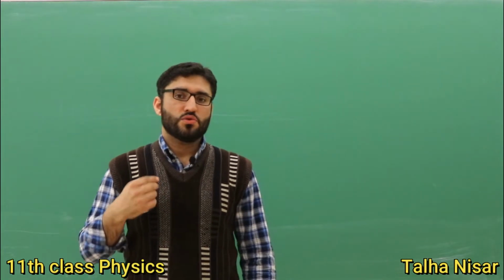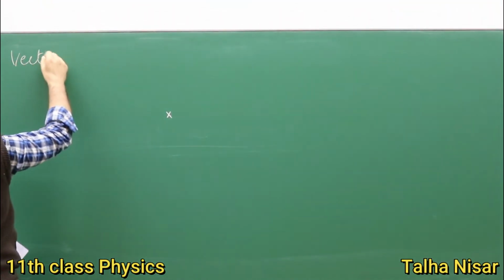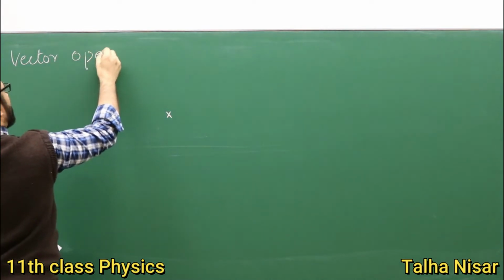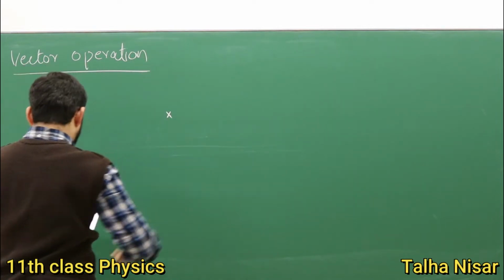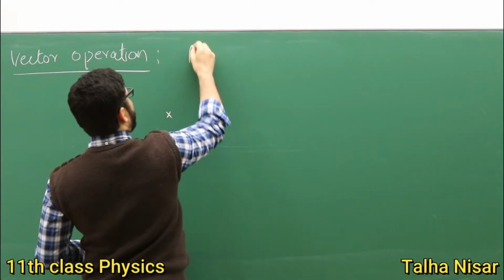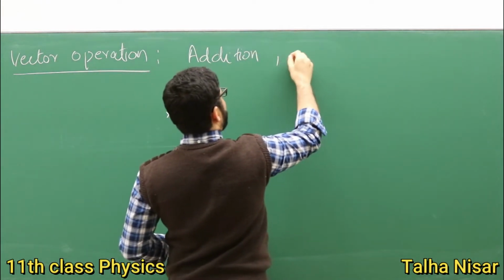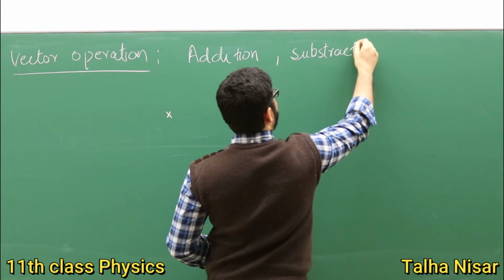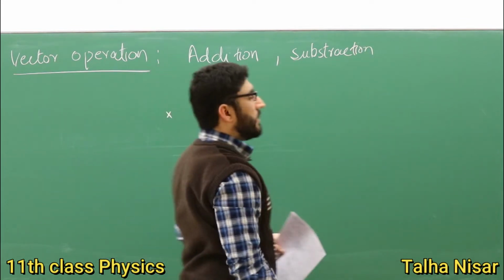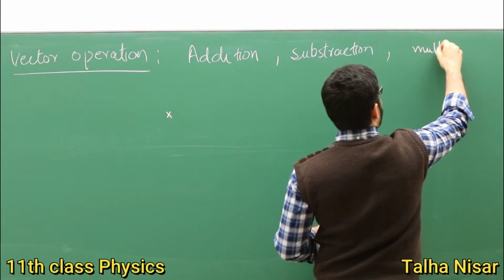So now we talk about different vector operations. We have the addition of the vectors, we have the subtraction. These two are kind of similar operations, and then we have the multiplications.